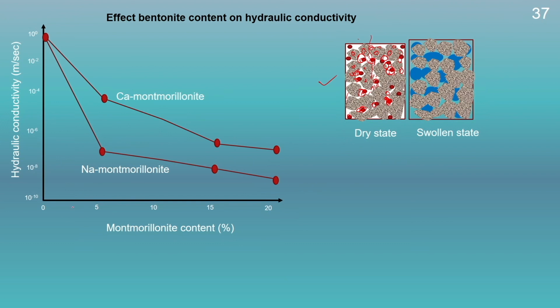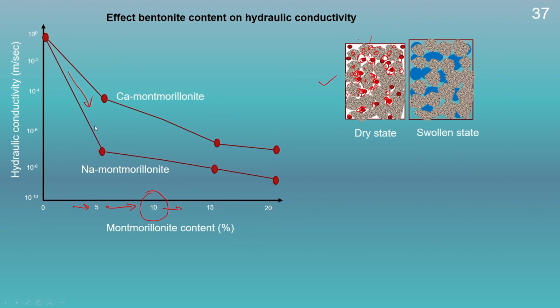Therefore, as we gradually increase the montmorillonite content, we could see there is a drop in the hydraulic conductivity. This decrease in the hydraulic conductivity due to the increase in the montmorillonite content is due to the filling of the pore space by the expansive soil present over here. And after a certain value, once it fills the voids completely, there will be only a marginal decrease in the hydraulic conductivity in comparison to the lower montmorillonite content state.